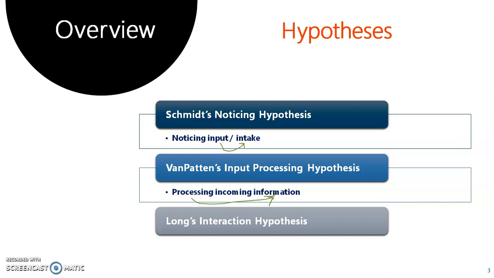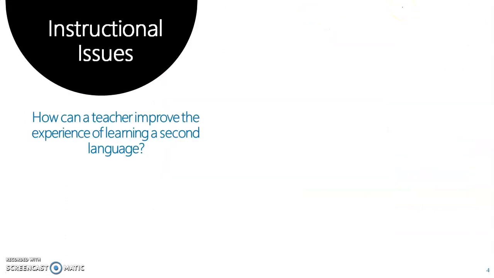And finally we come to Long's interaction hypothesis, and if you remember, this is about speech adjustments, conversational modifications between a learner and a native or native-like speaker of the target language, and Long talked about corrective feedback. So let's see the instructional issues related to these 3 hypotheses that we will be discussing today.